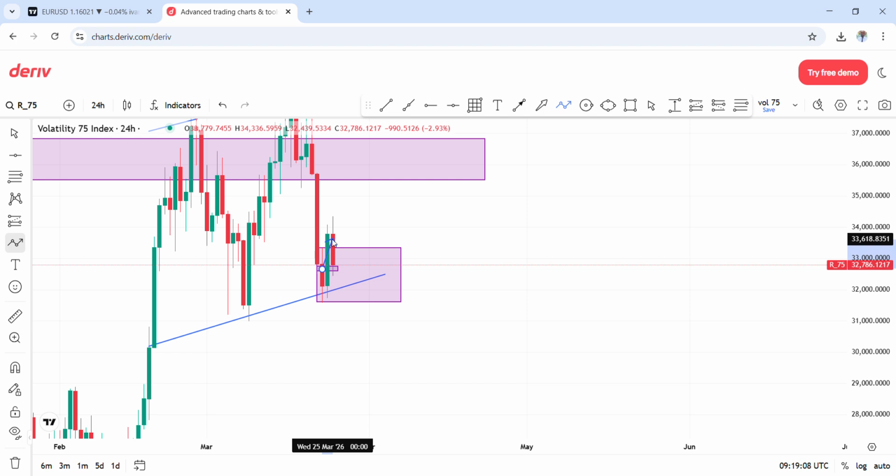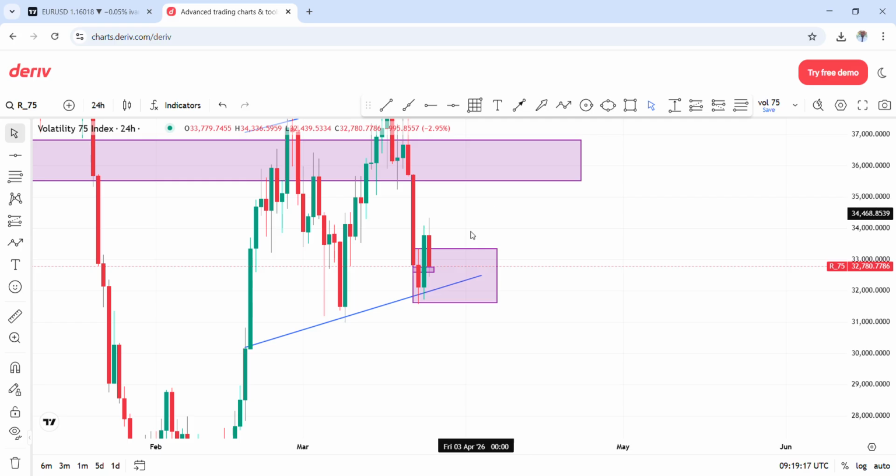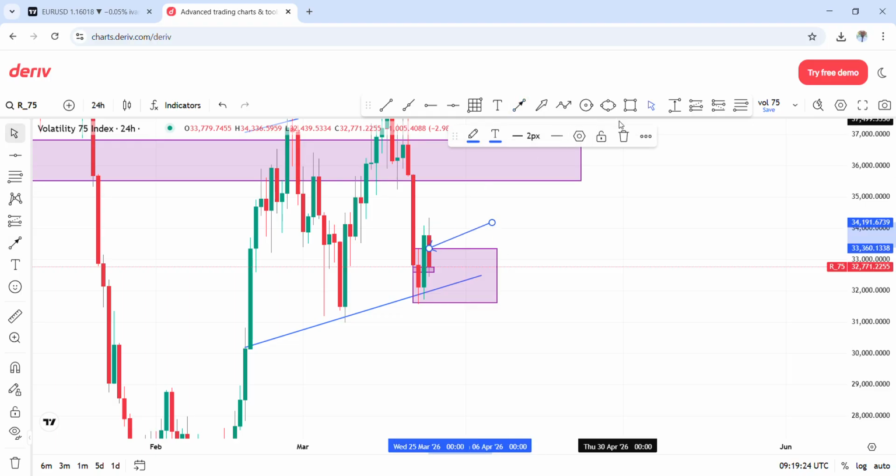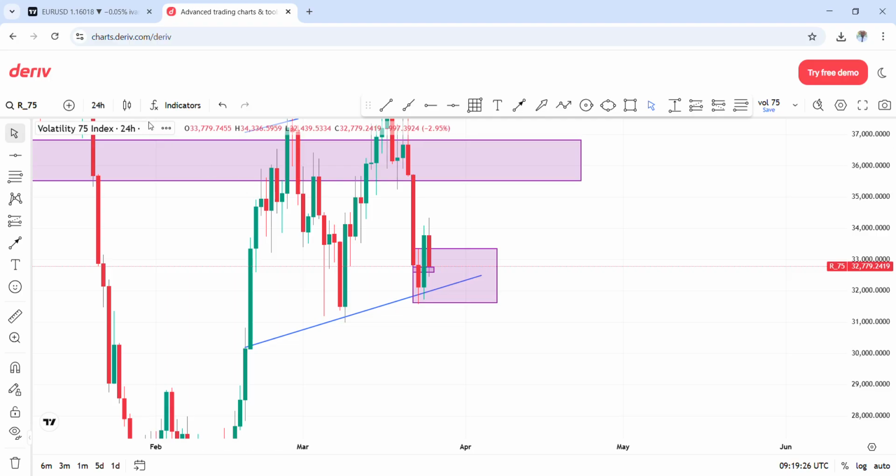Instead, what did it do? It closed above this candle, signifying that we still have bullish movements that are going to come in. And for that reason, today's candle which is happening now, this red candle, is trying to retest these zones which are like a supply.